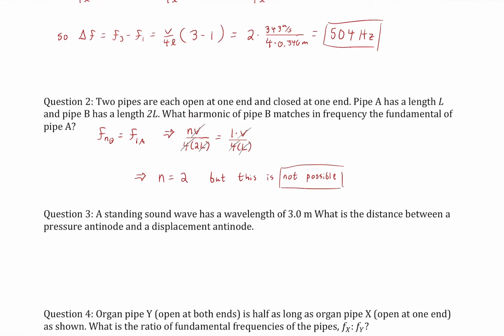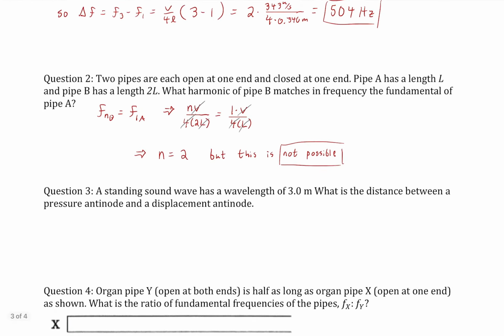But that is not possible, okay? It can't happen. It's a trick question. There is no harmonic of pipe B that matches the frequency of the fundamental of pipe A. It just can't happen. Okay? Now, if I asked for it to be 3 times as long, then we'd be okay. Okay? But 2 can't happen. All right? Pretty cool, right?